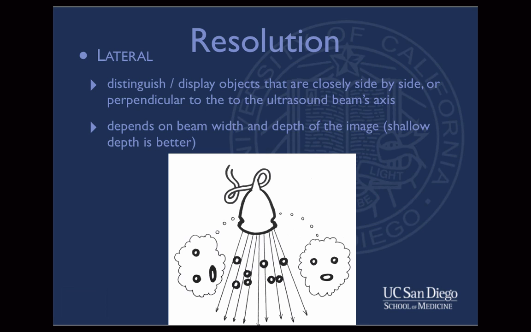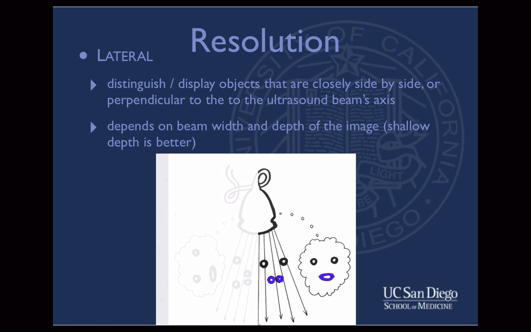Lateral resolution refers to the machine's ability to distinguish objects that are side by side or perpendicular to the ultrasound beam's axis. This is dependent on the beam's width and the depth of the image, and is illustrated on the right side of this diagram. Notice the 2 separate structures in the scanning field that are close together, perpendicular to the ultrasound beam axis.